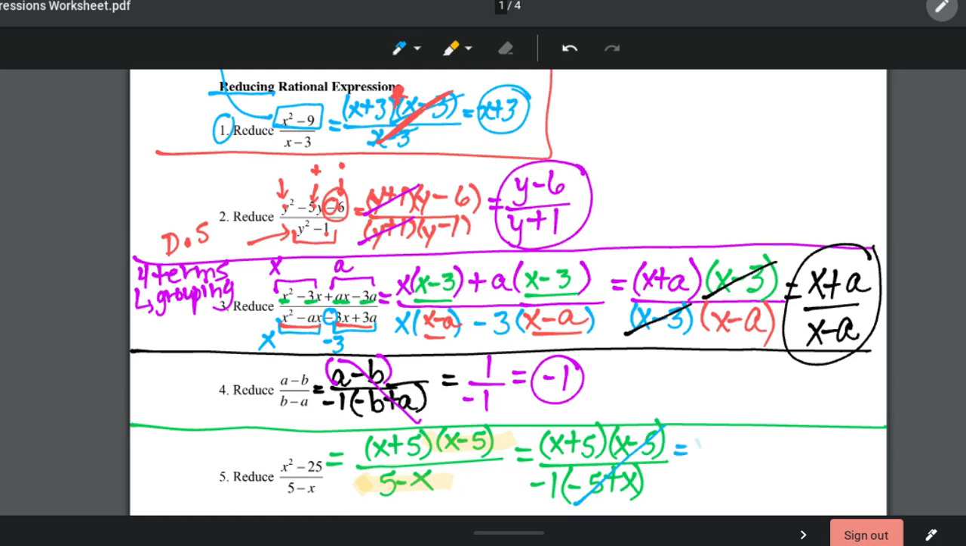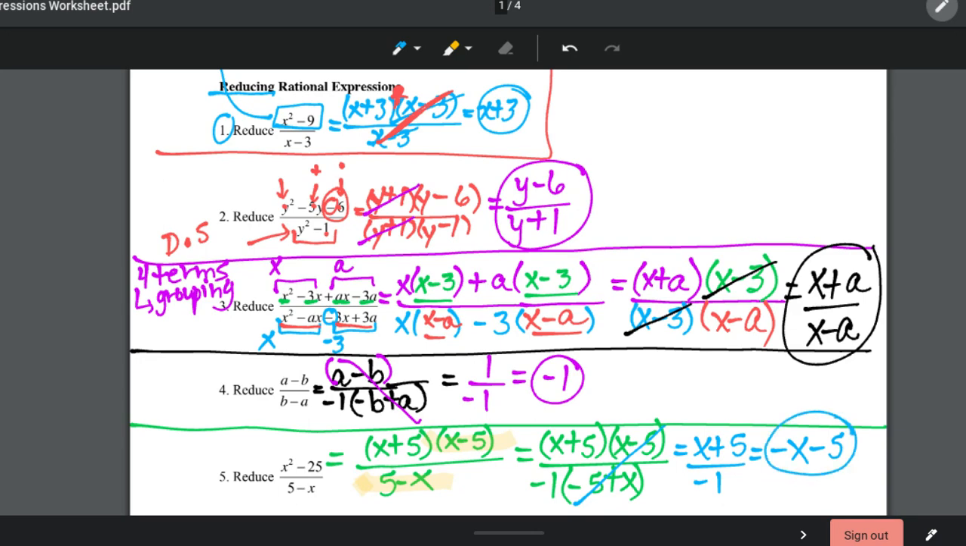And I'm left with x plus 5 divided by negative 1, which is okay to leave like that. But I can also divide that negative 1 into the top. And so x divided by negative 1 is negative x. 5 divided by negative 1, negative 5.